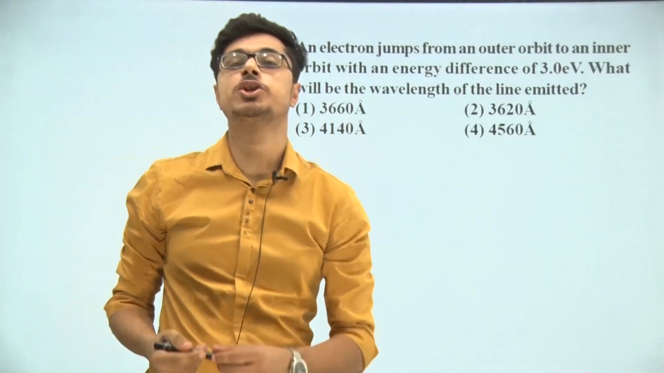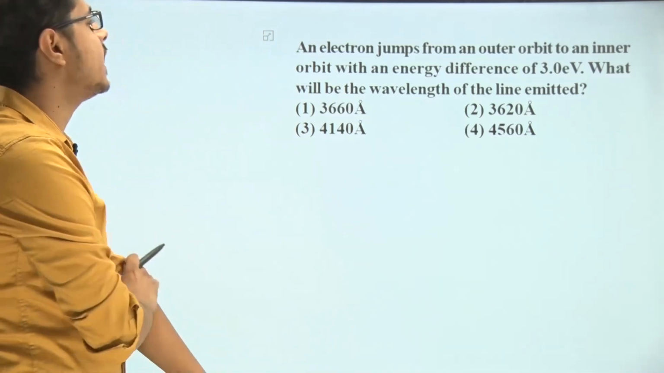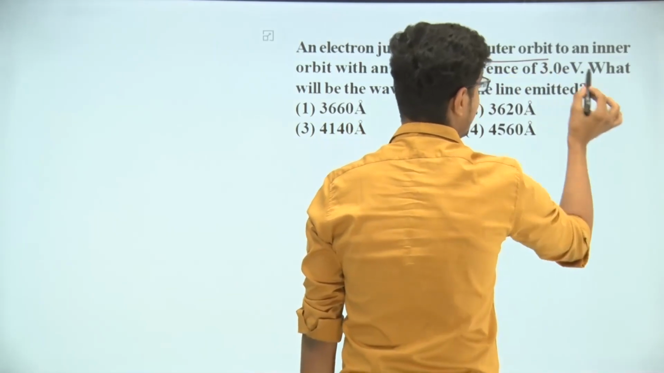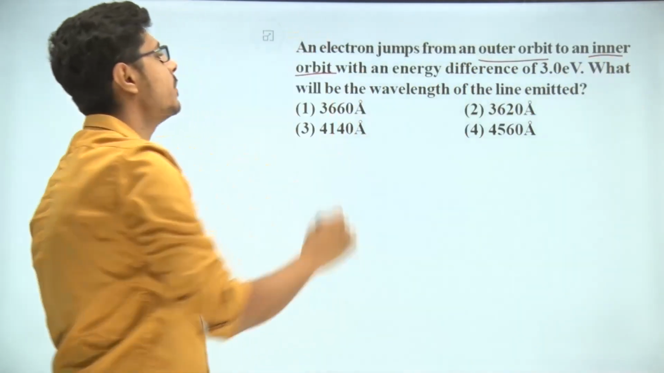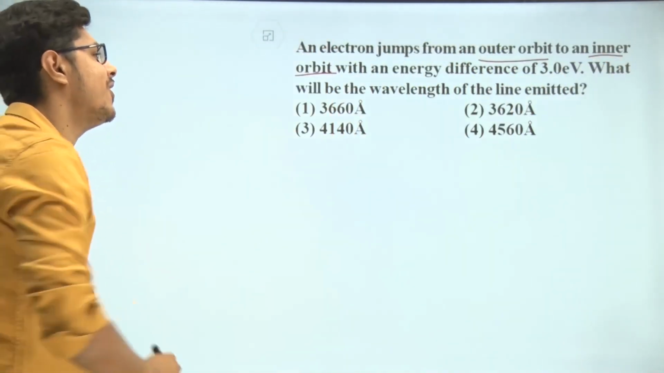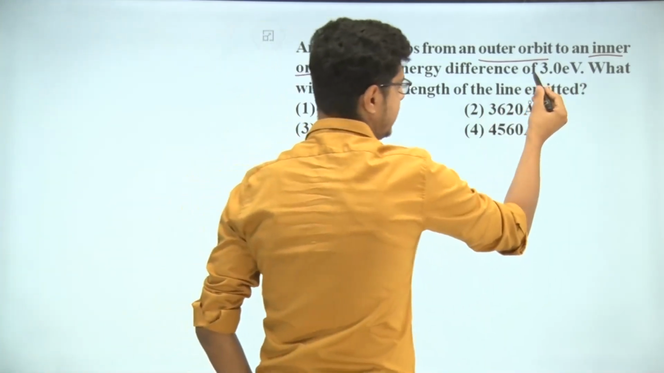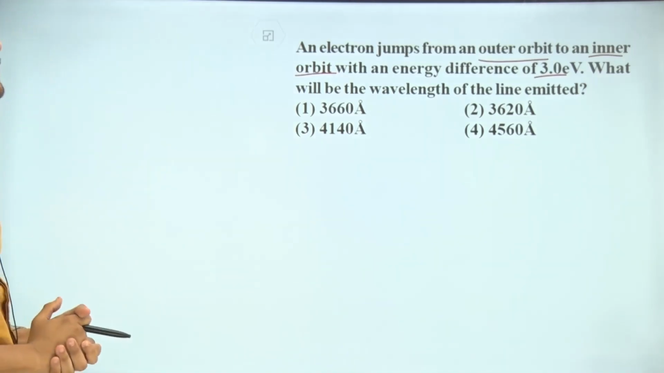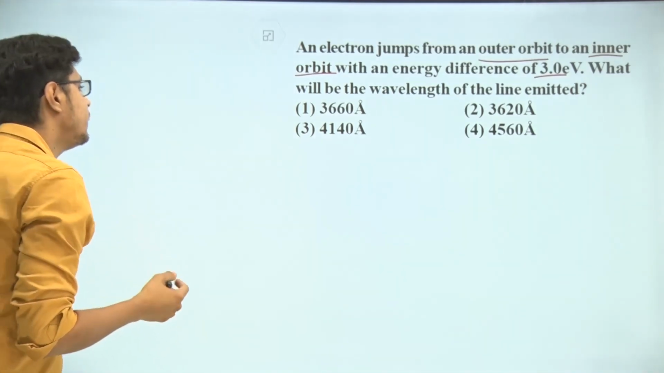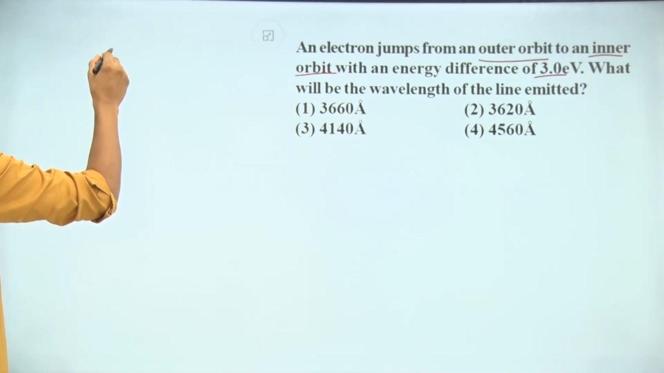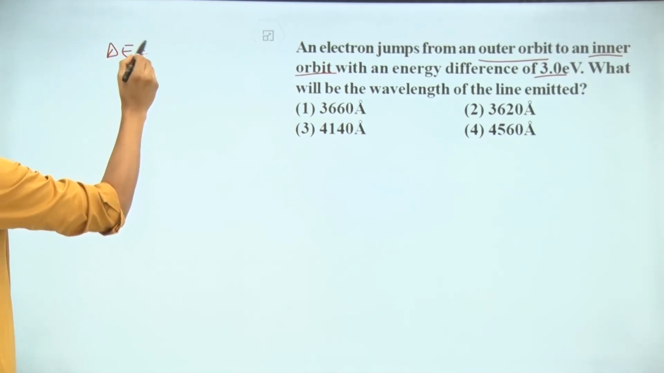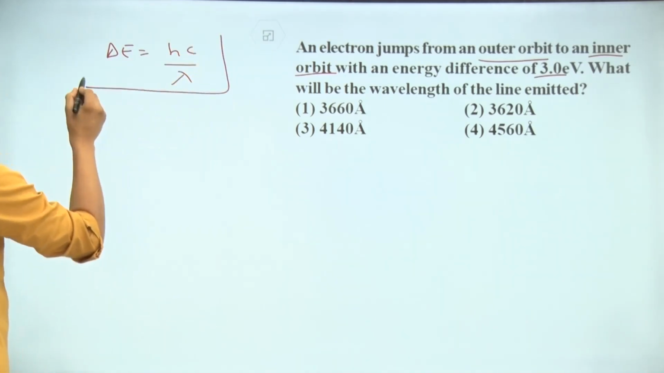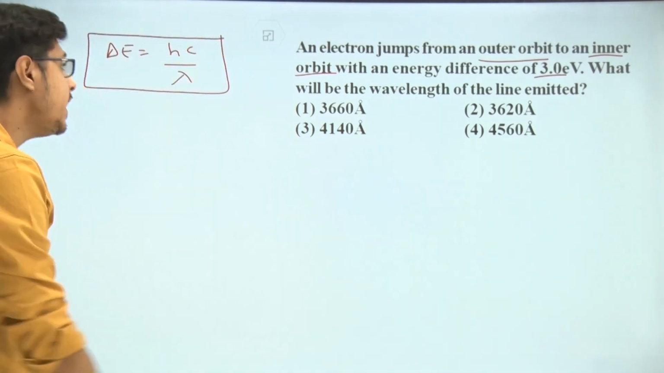Okay students, coming to the next question. Our next question is, an electron jumps from an outer orbit to an inner orbit with an energy difference of 3 electron volt. Basically delta E is given, that is 3 electron volt. What will be the wavelength of the line emitted? Okay, so now see here, the change in the energy delta E is equal to hc divided by lambda. Delta E is equal to hc by lambda.